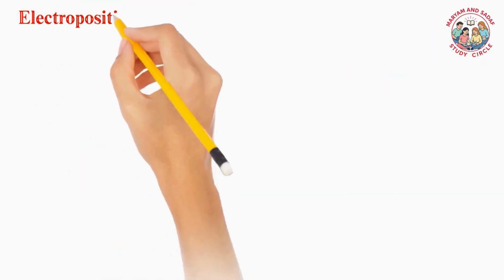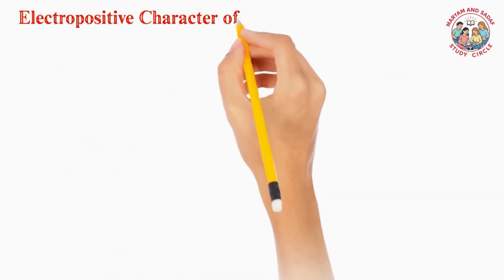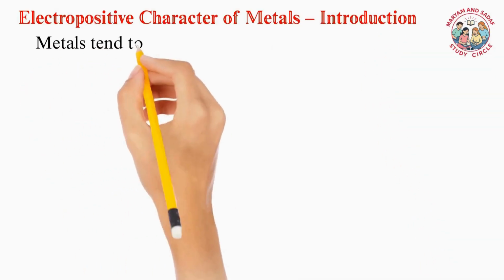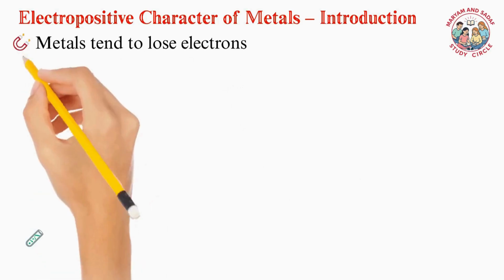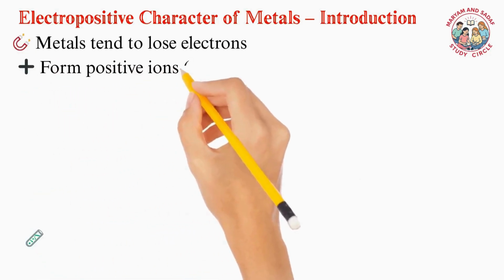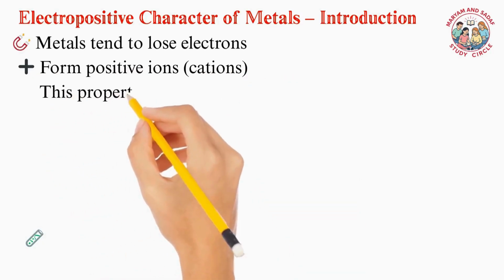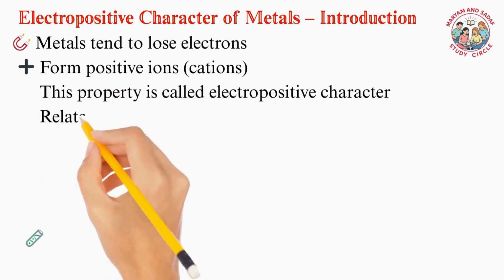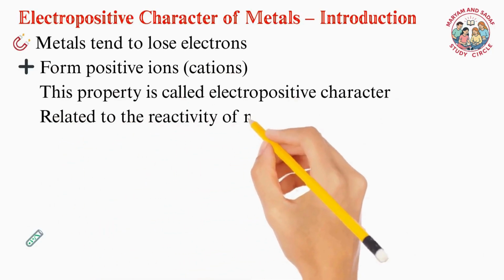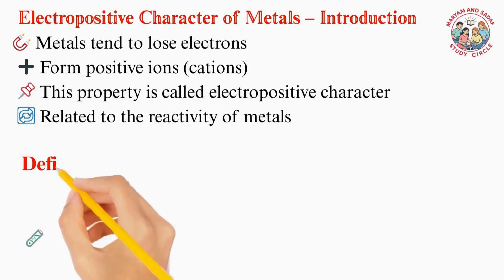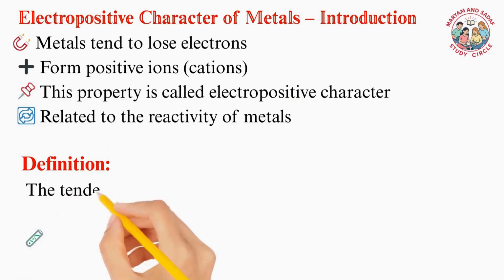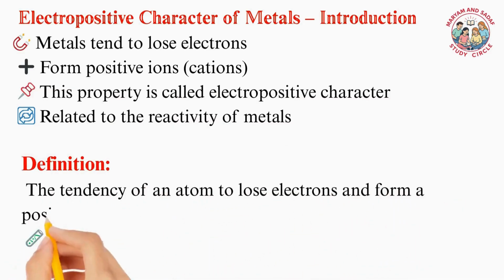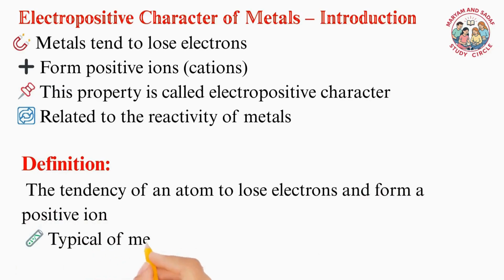Electropositive character of metals. Introduction. Metals tend to lose electrons and form positive ions, cations. This property is called electropositive character, and it is related to the reactivity of metals. Definition: the tendency of an atom to lose electrons and form a positive ion, typical of metallic elements.